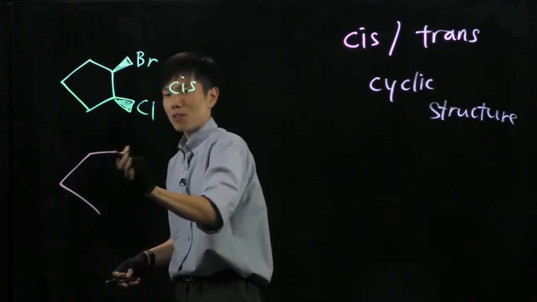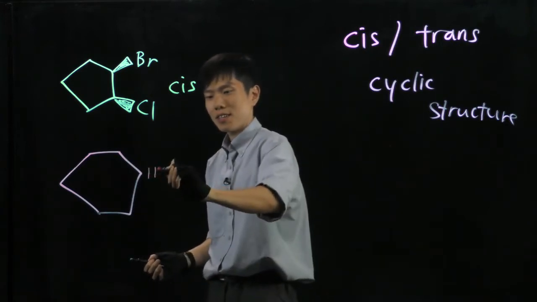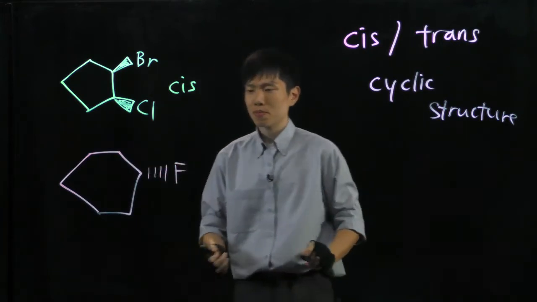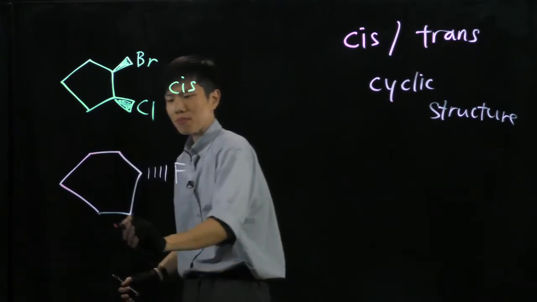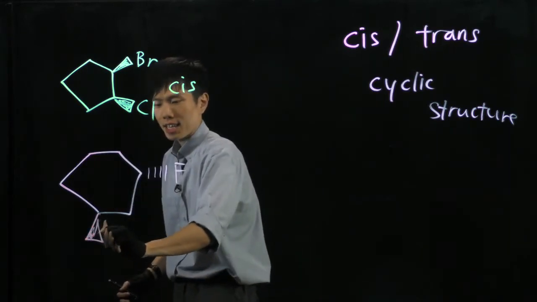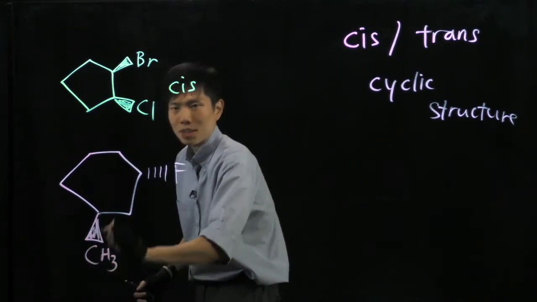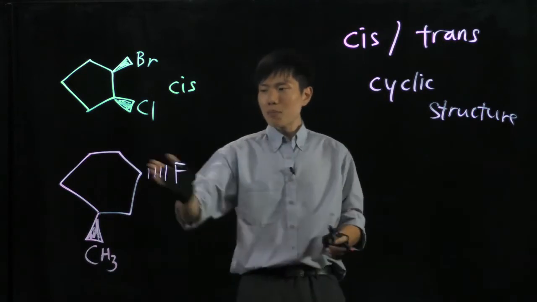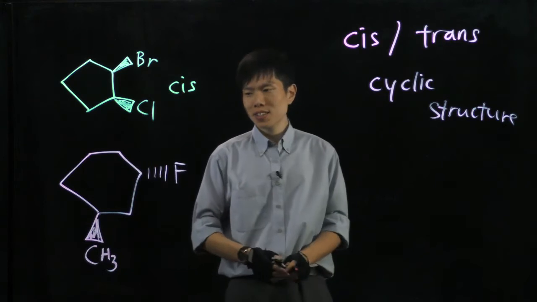Next example, we have a cyclohexane. A fluorine group, hash bond, pointing away from you. And at the other position, let me just put a CH3, a methyl group. Now for that molecule, we can call this a trans.